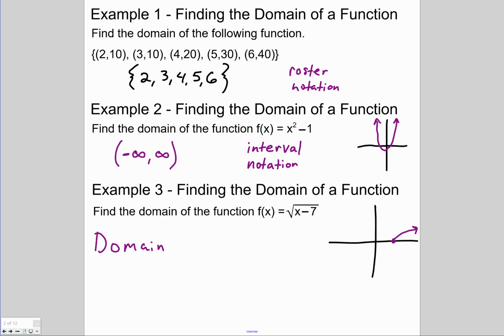So what's my first x value that I could use? 0. 7. Thank you. Was I able to use 7? Is it a closed circle? Yes. So I'm going to close it with a bracket. Comma. Where is this graph going? Infinity. Going on forever. So I'm going to put infinity and give it a parenthesis.